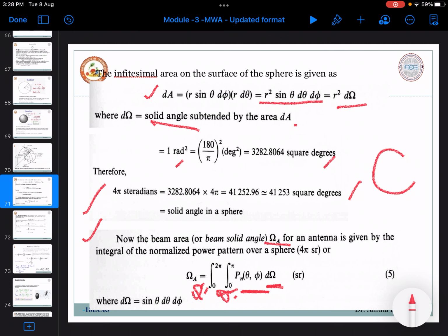Phi indicates the H plane, whereas theta indicates the E plane. E plane 180 degrees, H plane 360 degrees. It is an omnidirectional radiation pattern, omnidirectional system.